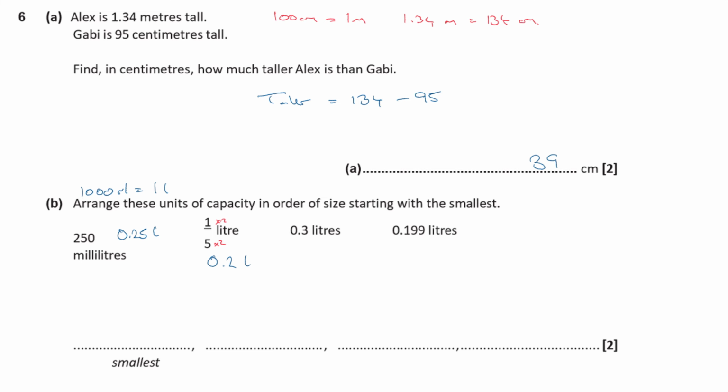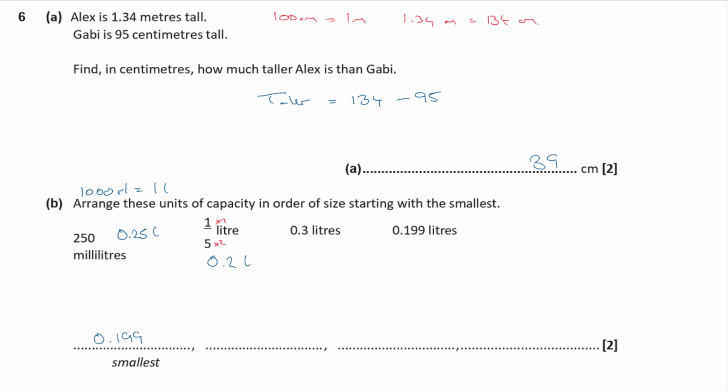So which is the smallest one? It's going to be 0.199 litres, isn't it? That's the smallest one. Okay, because it starts with a 0.1, the others start with a 0.2 or a 0.3.